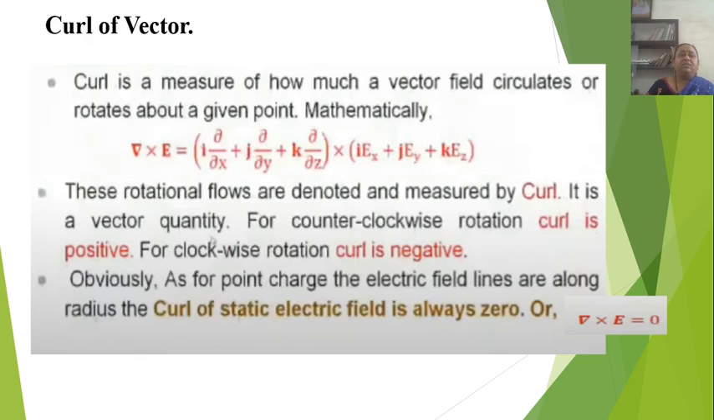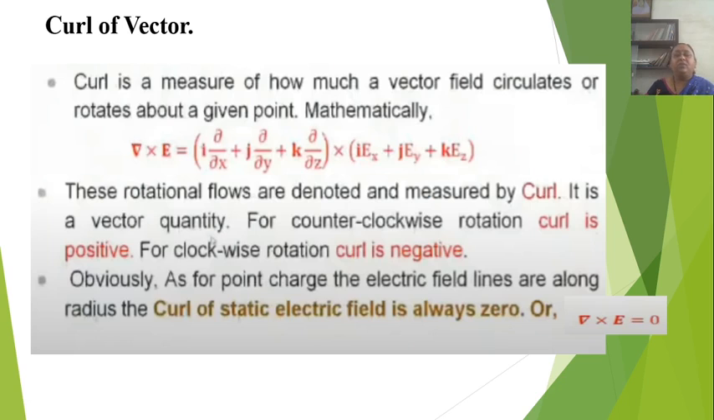Curl of a vector. Curl is a measure of how much a vector field circulates or rotates about a given point, and mathematically curl of E, ∇×E, equal to (i ∂/∂x plus j ∂/∂y plus k ∂/∂z) × (i Ex plus j Ey plus k Ez). These rotational flows are denoted and measured by curl. It is a vector quantity.